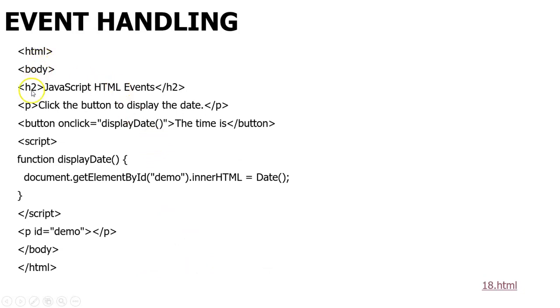In the HTML body, we have button onclick equal to displayDate. Here I am getting the date. This displayDate is a function. What will this function do? I am writing the function inside my script. Function displayDate, document.getElementById demo, dot innerHTML date. So I am getting the predefined function Date, and that will be inside the function. When I call the function onclick, I will be getting the date.